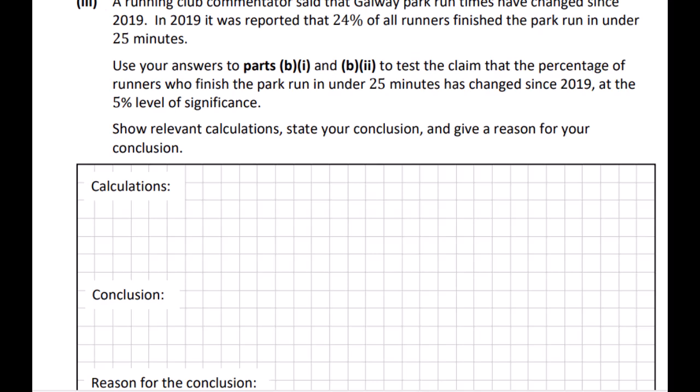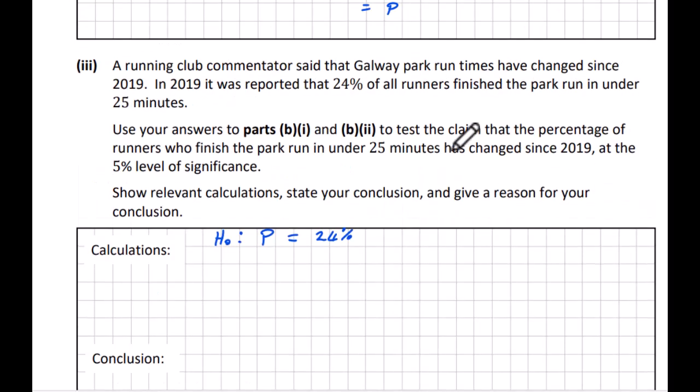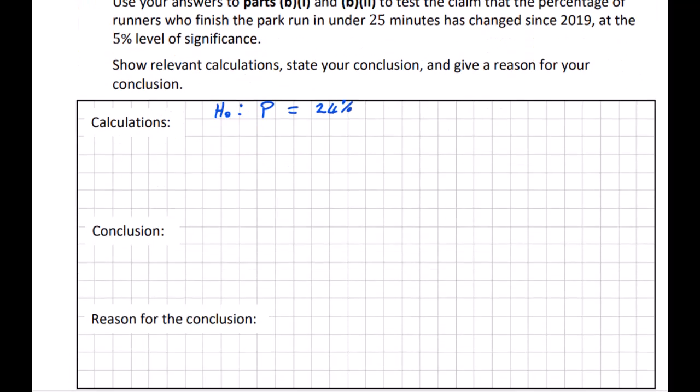Okay, so what we would say here is, this is a hypothesis test if you like, so your null hypothesis is that P, the population proportion of runners who finished the park run in under 25 minutes, is 24%. That's what it was in 2019, that's what they're saying here, 24%. So the alternative hypothesis then, which we call H1, is that P is now not 24%.